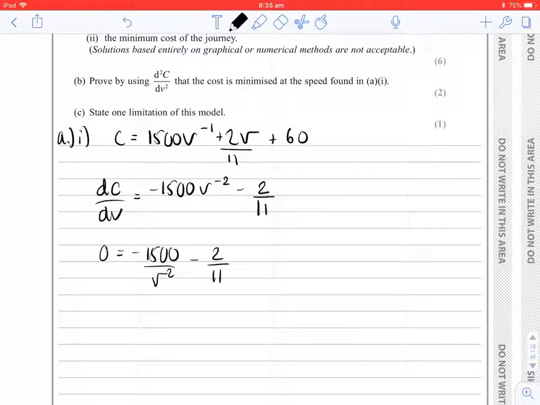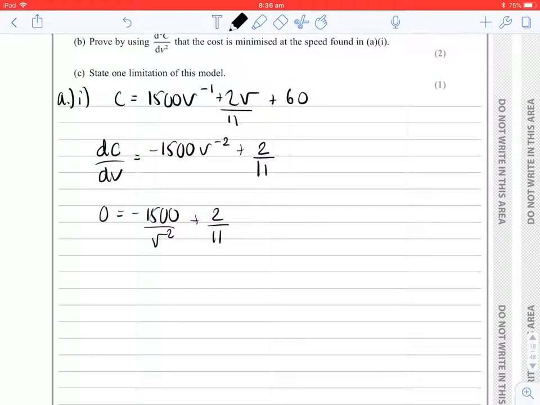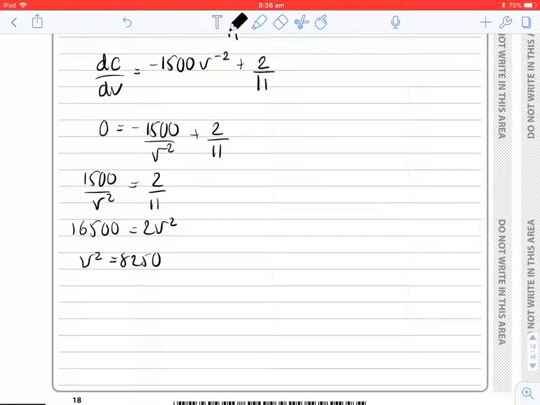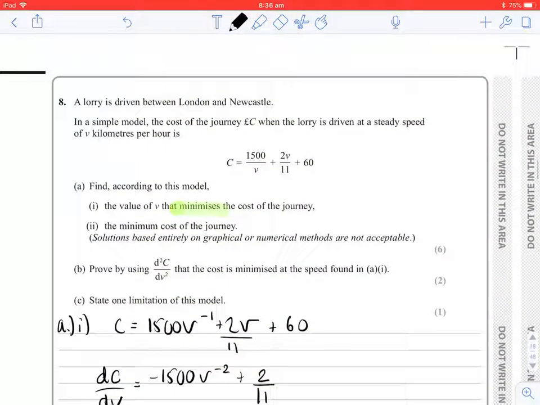So therefore we've got, sorry, there shouldn't be a minus, should it? That should be a plus. There we go, sorry about that. So therefore we take the 1500 over V squared over to the other side, 2 over 11, and then we end up with 16500 is equal to 2V squared. V squared is 8250, and V has a value of 90.83. So we've got a value of V there.